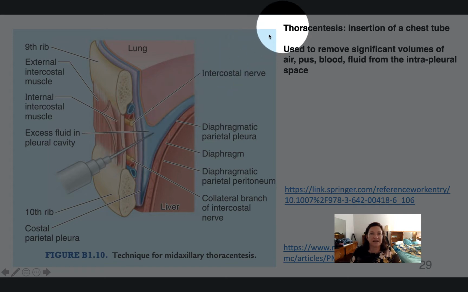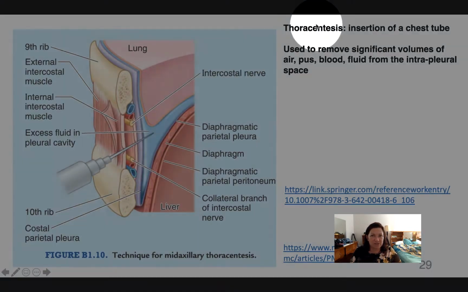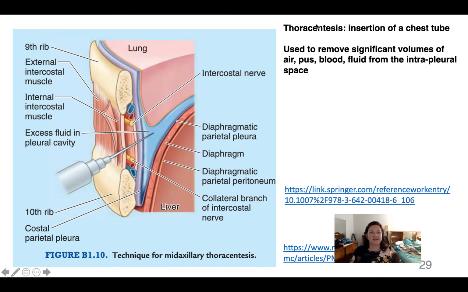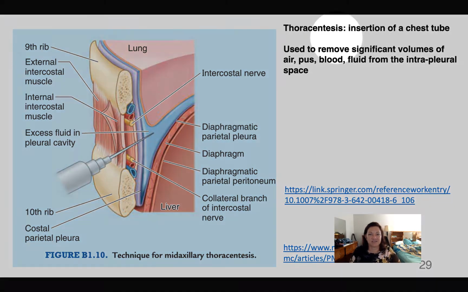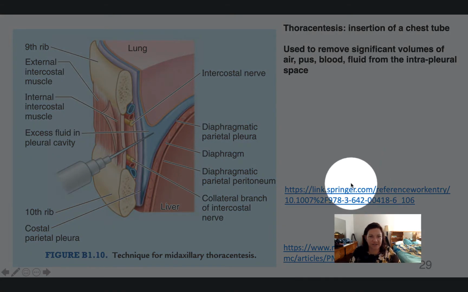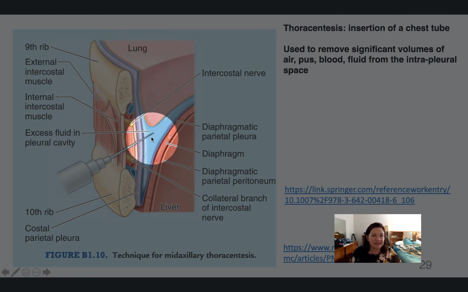Now, here I say thoracentesis and chest tube are interchangeable. They almost are. Typically in clinical practice, they represent different terms. So in case I've caused confusion, here's a reference. You can check that page. But thoracentesis really means what's shown here. A needle entering the pleural space, in this case to remove excess fluid.